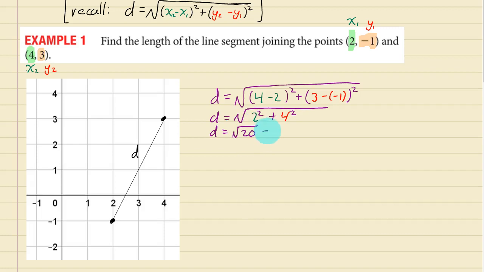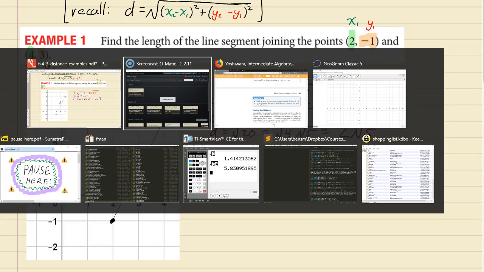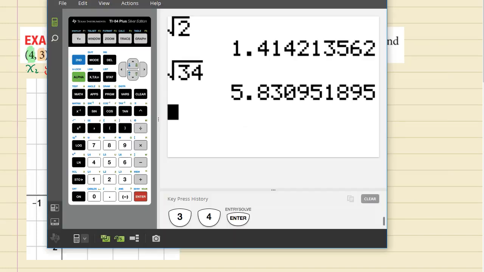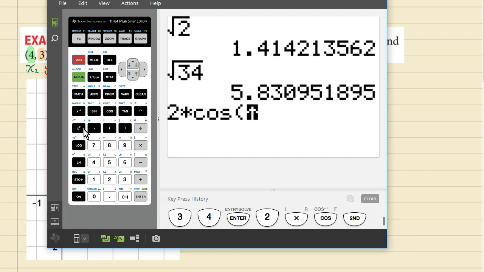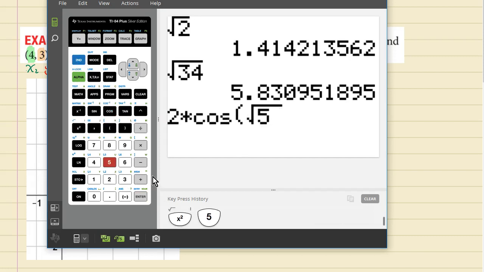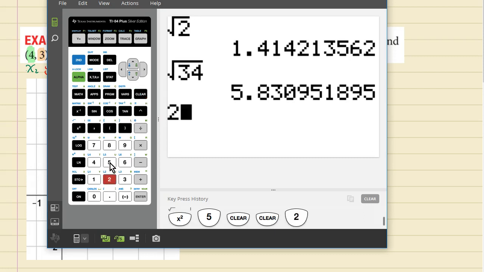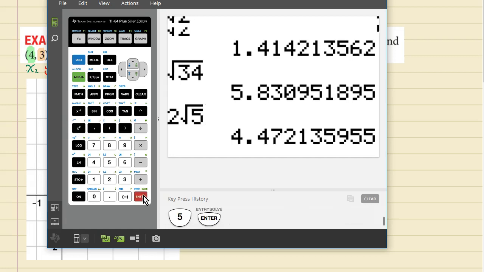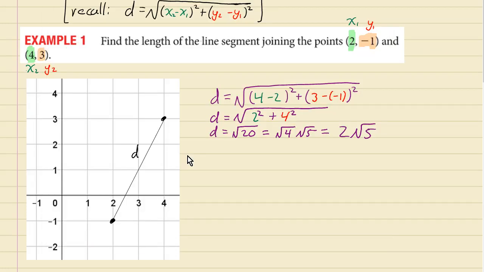And you could think of that as the square root of 4 times the square root of 5, which it is, and write it as 2√5 if you want. Or you could also plug that into your calculator. 2 times the square root of 5. Oh, whoops. That was weird. Try that again. It's about 4.47.